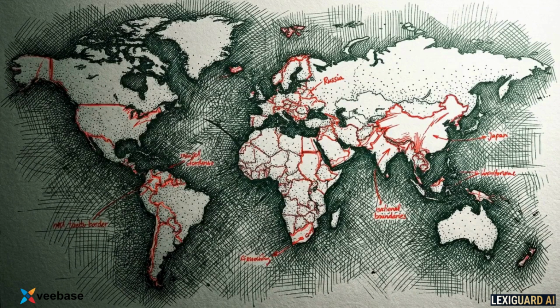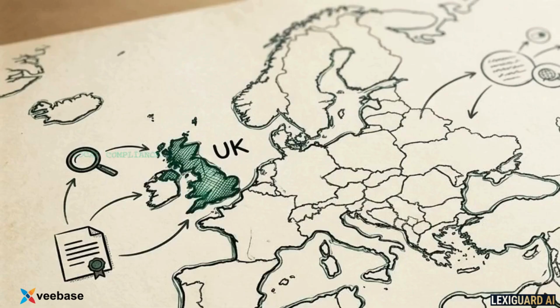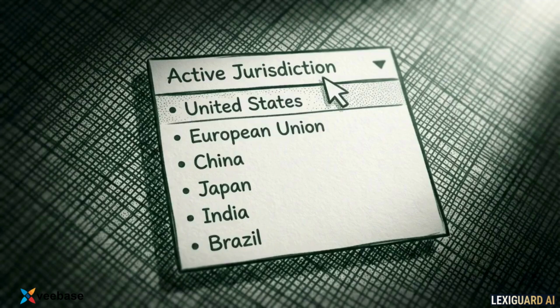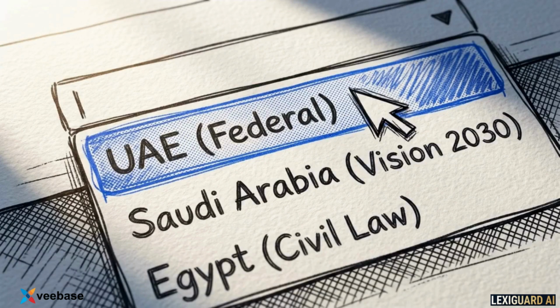Next, we have to address jurisdiction fragility. A contract that is perfectly safe under English law might expose your client to massive liability in the Middle East. Open the Jurisdiction Manager. Here, you select the specific regional framework for your current case. For example, the UAE Federal Law or the Saudi Vision 2030 framework.